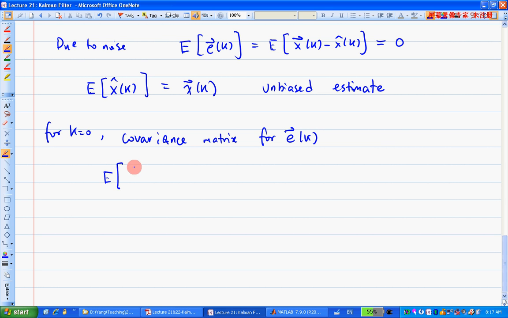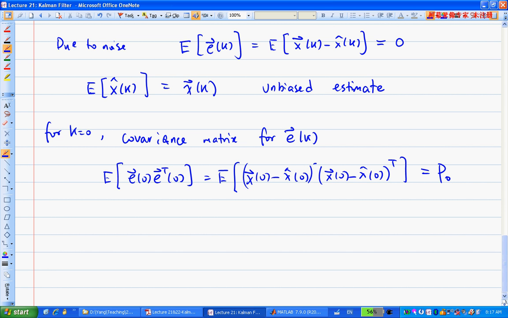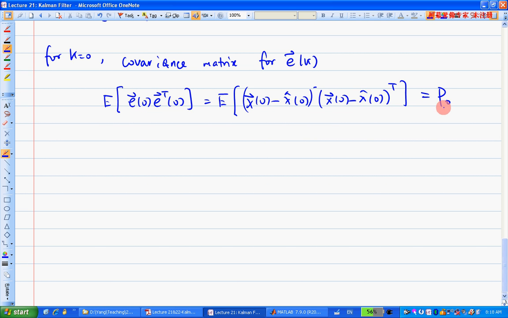So how do we define the error covariance? It's E of e of 0 times e transpose of 0. In other words, it's the expected value of x of 0 minus x hat of 0, times x of 0 minus x hat of 0 transpose. We'll call that P naught, the error covariance for the error e. This is your initial condition: you come up with a P naught before you start the process or simulation.